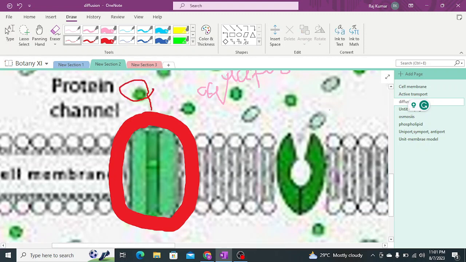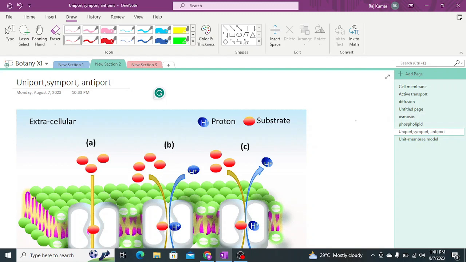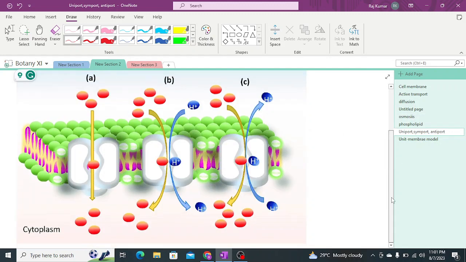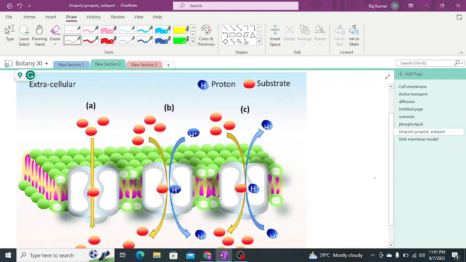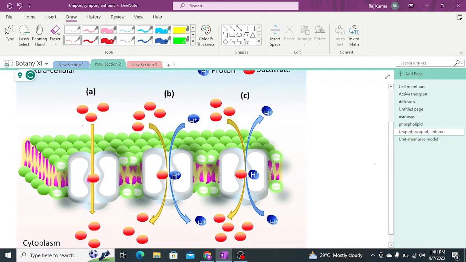Now when molecules come inside the cell, there are three types of transport, which are uniport, symport and antiport. The first transport is known as uniport. Uniport is a transport in which a single substance at a single time is moved across the channel protein in a single direction. It is done through the channel protein, and the channel protein which is facilitating it is known as a uniporter. It is a passive process, which means no intake of energy is required.